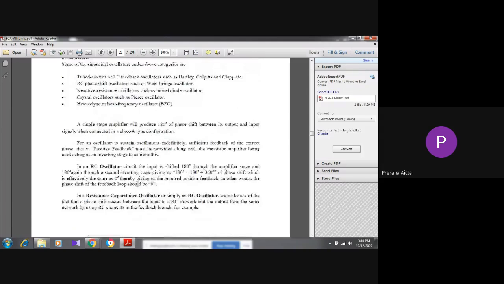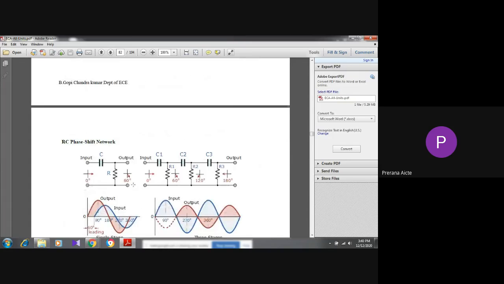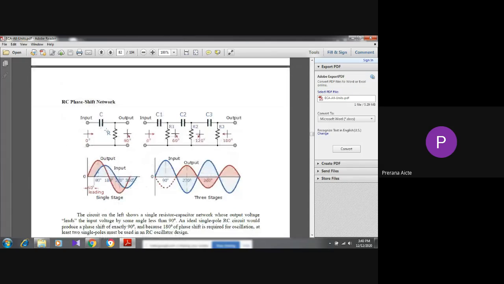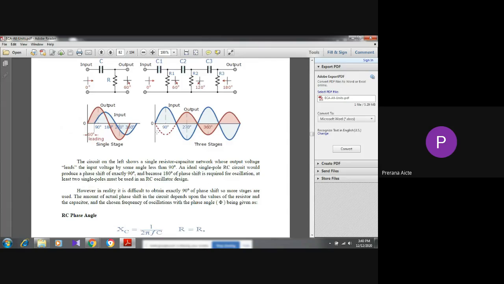Let's see. The first one is the RC phase shift oscillator. This is the RC oscillator. Here, these are three RC networks connected in a ladder shape. From each RC network, we will get a phase shift of around 60 degrees. Now the total phase angle from the RC network is 180 degrees. And what about the remaining 180? The remaining 180 is obtained from the amplifier.